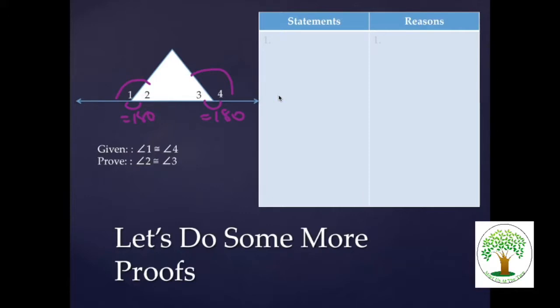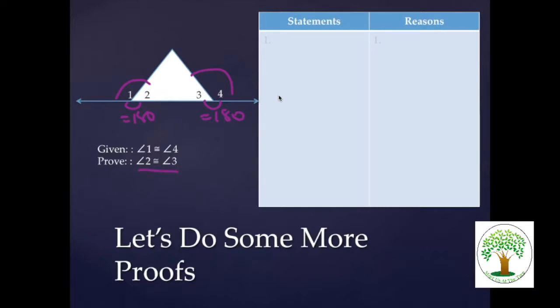Congruent supplements? What does the congruent supplements theorem say? Two angles that are supplementary to the same angle are congruent. Are we trying to get something congruent? Yes. Do we have some things that are supplementary? Yes. So maybe we can use this one. We're trying to get something congruent. That's what our proof is about, right?